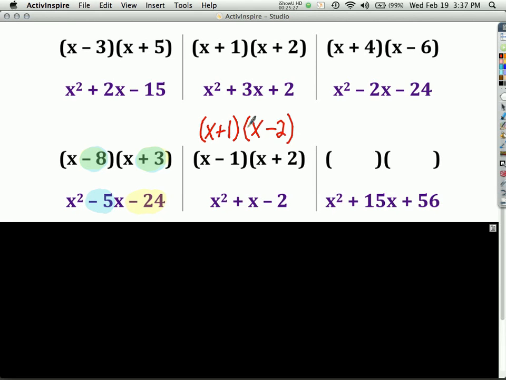Because 1 times -2 is -2. But what is wrong? Fung? Yeah, when you add them, it comes out to -1. And this is a +1. So this is incorrect because it produces the wrong middle term. So you have to be careful about your positives and negatives. So give me a thumbs up if you were able to get that one.